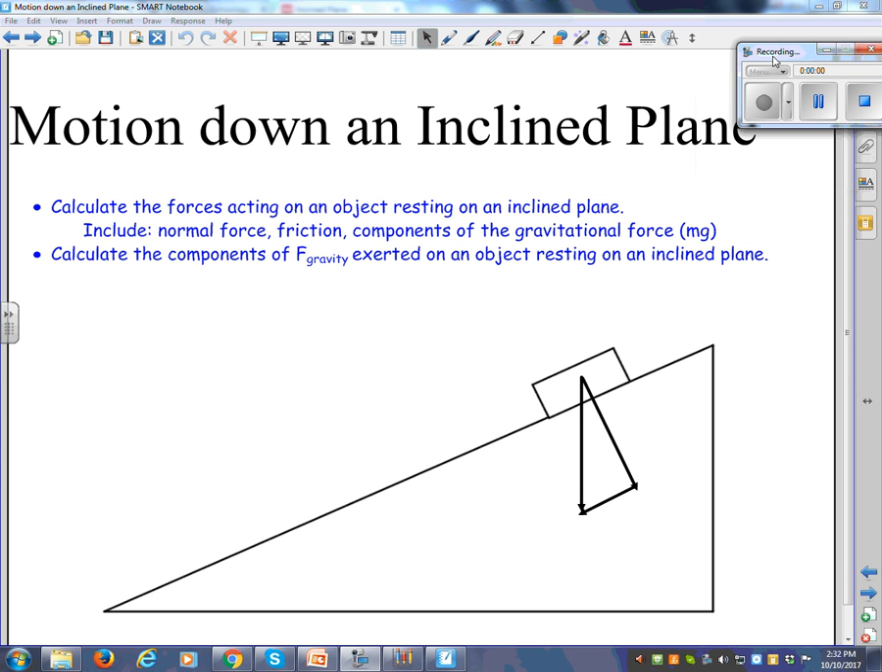Okay, so we're going to look at motion down an inclined plane today. If you want to just sit back and enjoy the wonders, go ahead. If you want to write notes, go ahead. If you want to print out notes and fool you later, go ahead. Do what you want. Give me crack corn, I don't care.